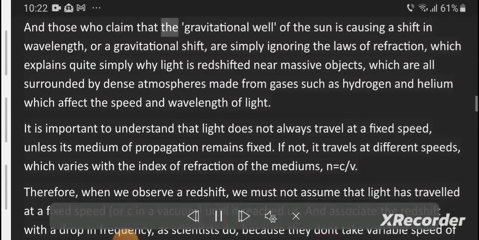And those who claim that the gravitational pull of the Sun is causing a shift in wavelength, or a gravitational shift, are simply ignoring the laws of refraction, which explains quite simply why light is redshifted near massive objects, which are all surrounded by dense atmospheres made from gases such as hydrogen and helium which affect the speed and wavelength of light. It is important to understand that light does not always travel at a fixed speed, unless its medium of propagation remains fixed. If not, it travels at different speeds, which varies with the index of refraction of the mediums, v equals c/n.